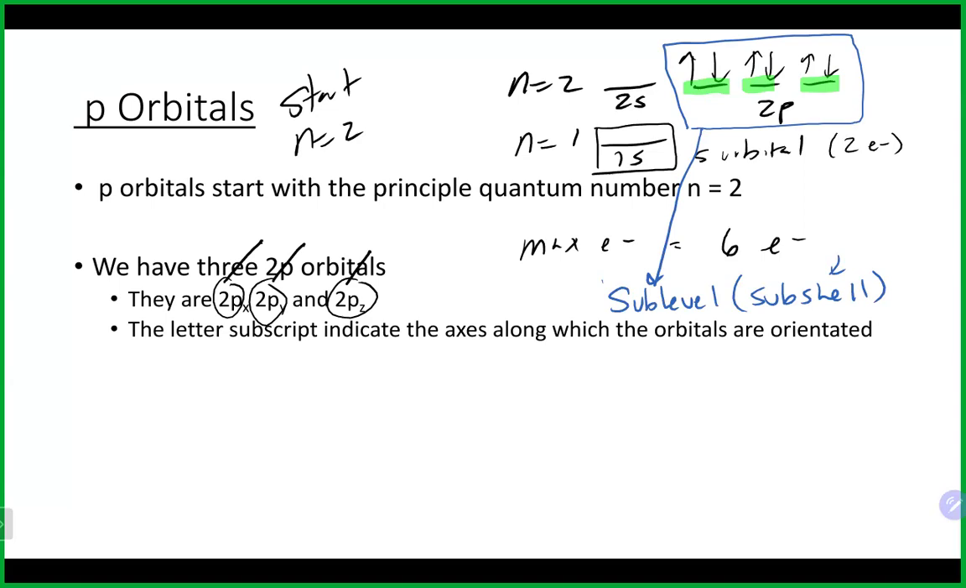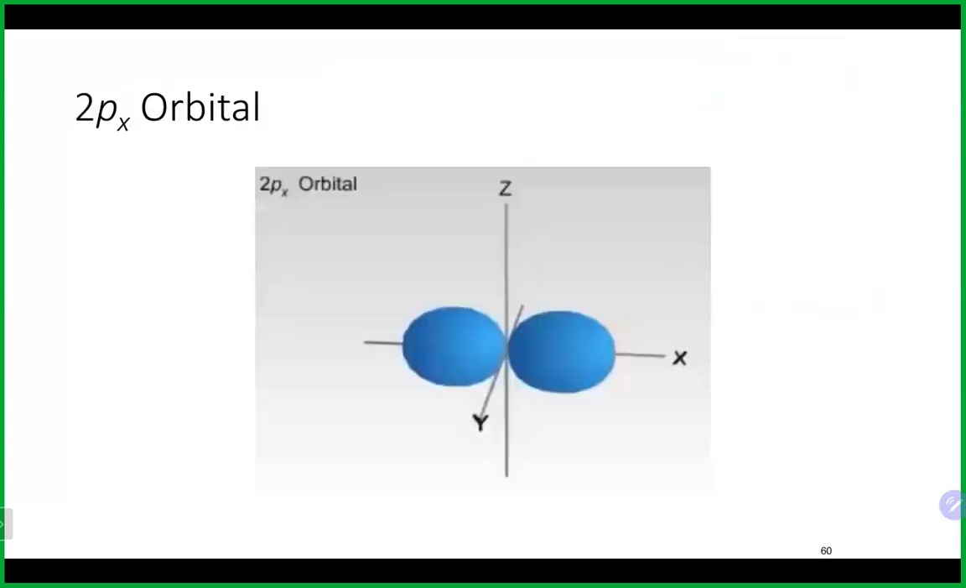They're on the second energy level together. We don't use the word subshell or sublevel with s orbitals because there's only one type of s orbital. There's not multiples, so we just call it an s orbital no matter what energy level it's on. But when you have multiples of the same orbitals on the same energy level, it's referred to as a subshell. Any questions on that?